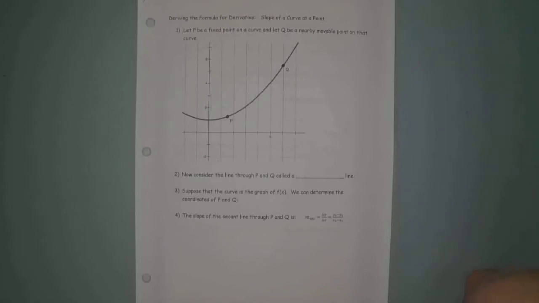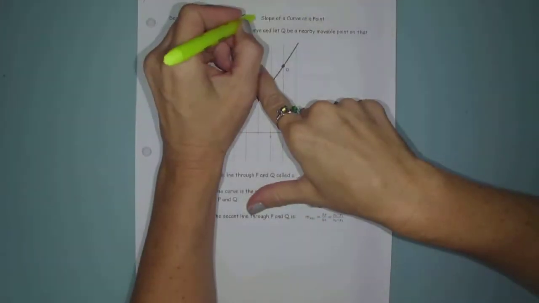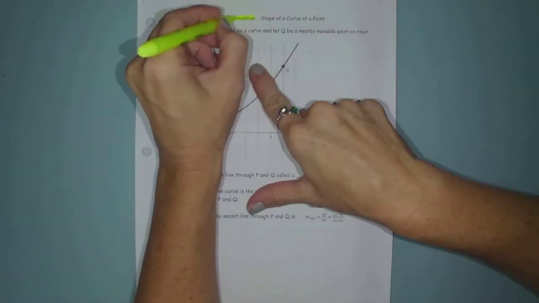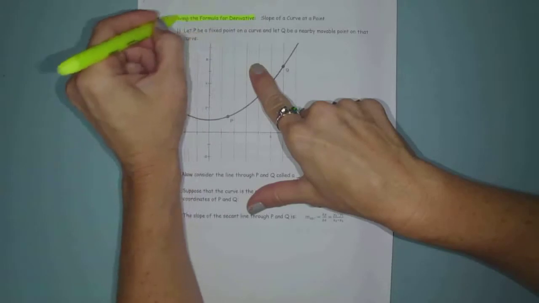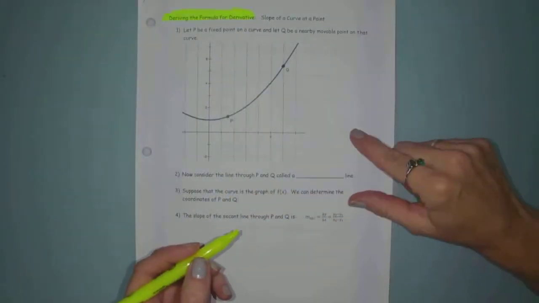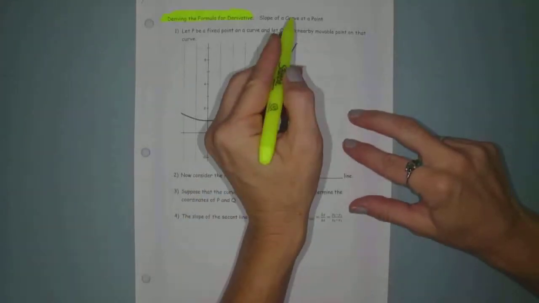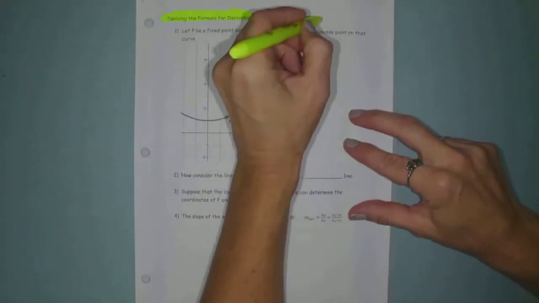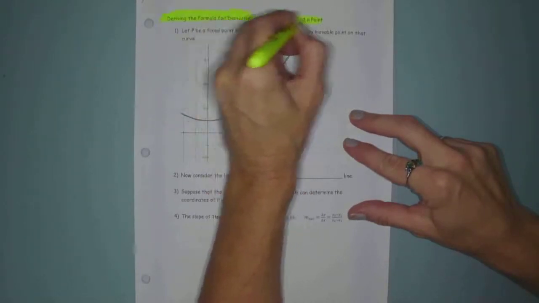And today we're going to be starting with our first lesson where we're going to actually talk about what the heck is a derivative, and more specifically, what's the formula and how do we derive it? How do we derive the formula to find a derivative? Okay? Well, look what I have here on your packet. Deriving the formula for derivative, the slope of a curve at a point.